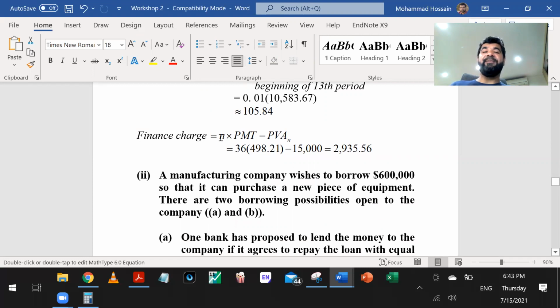So how much are the finance charges? This comes in number of payments. Look, n into payment means how much you totally paid. For the 36 payments you made, each payment is 498.21, that much you have paid. How much loan have you taken? Simple, the present value annuity, how much loan you have taken. So in total you paid 36 into 498.21, minus how much loan you have taken, and this is the extra you have paid.